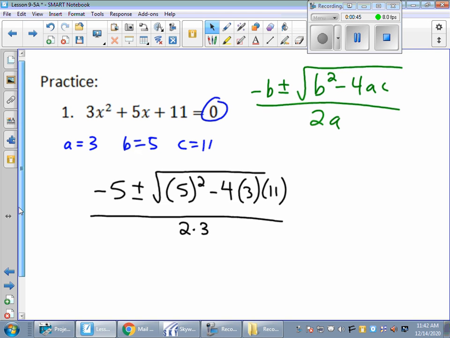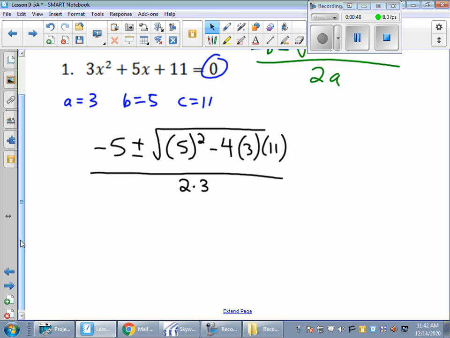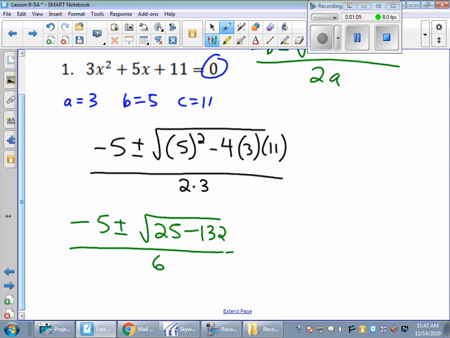So let's start to simplify, clean this up a little bit. Let's see what happens here. So negative 5 plus and minus 5 squared is 25. We have a negative 4 times 3 times 11. So 4 times 3 times 11 gives us 132. So we have a negative 132, and the whole thing is over 6.